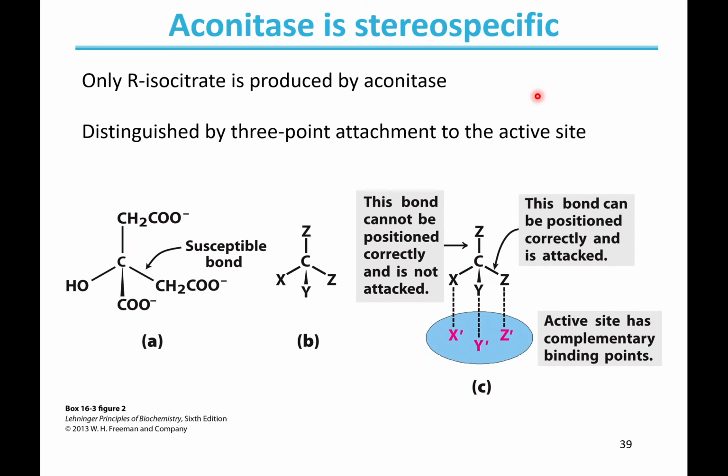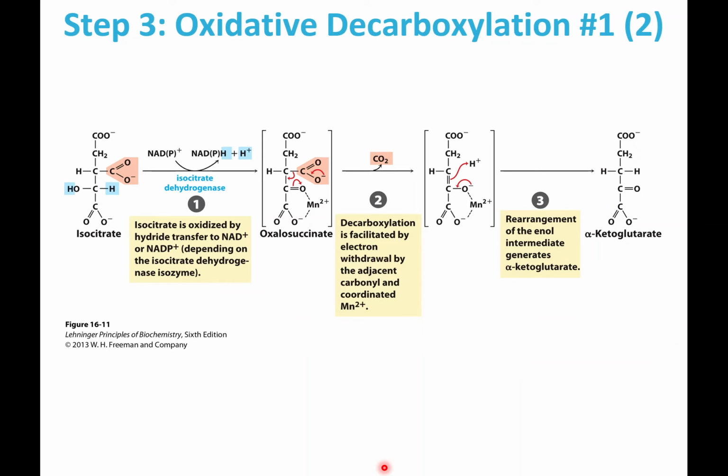Okay. Back to aconitase. Aconitase is, as we mentioned, stereospecific. Only the R isocitrate is produced by aconitase. And how that occurs is, if we look at the susceptible bond, the bond that we want to react on in isocitrate, when that interacts with the active site, it only interacts to where that bond can only be positioned in one spot. So there are complementary binding points in the active site that gives it this stereospecificity.